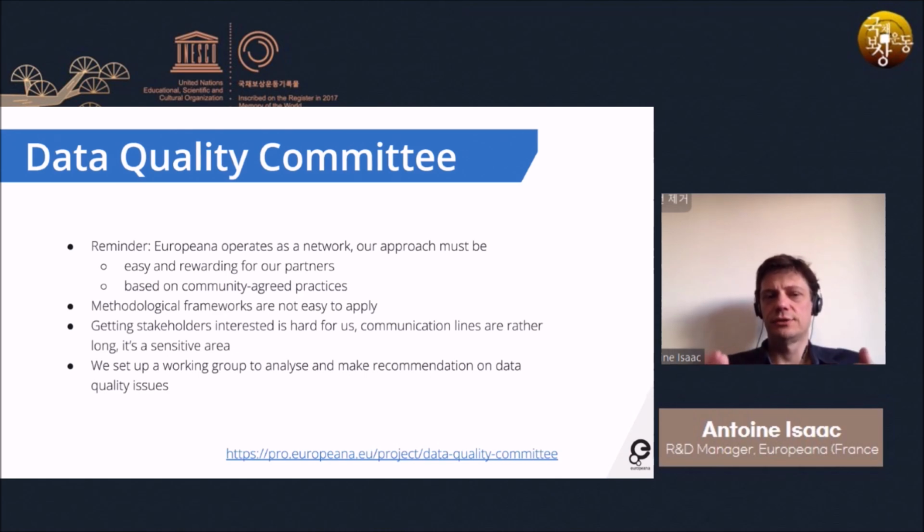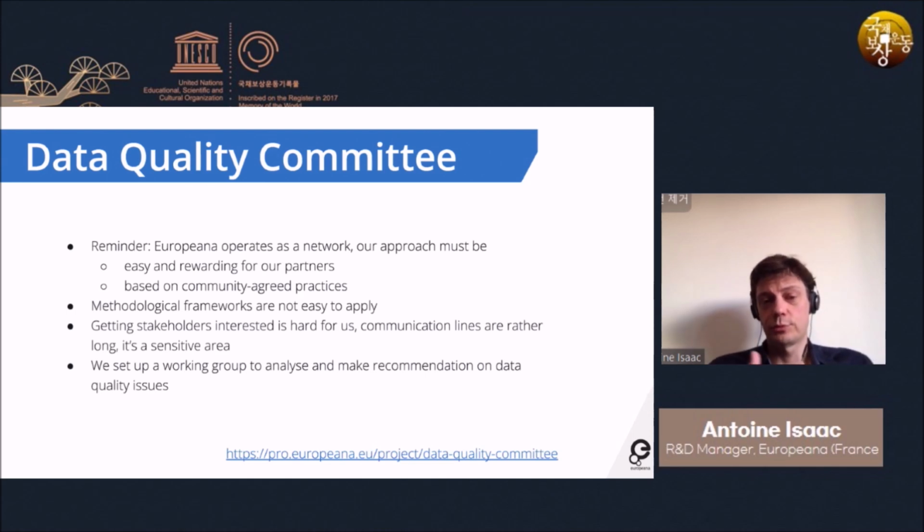We know that proposals are not easy to apply, we know that it's hard to get the stakeholders interested in those things, and it's hard to talk with them actually, because as you have seen in the diagram that explains the flow of data in Europeana, sometimes the organization that produces data, we don't talk to them directly. So we have to get guidelines that are clear and that are motivating for them.